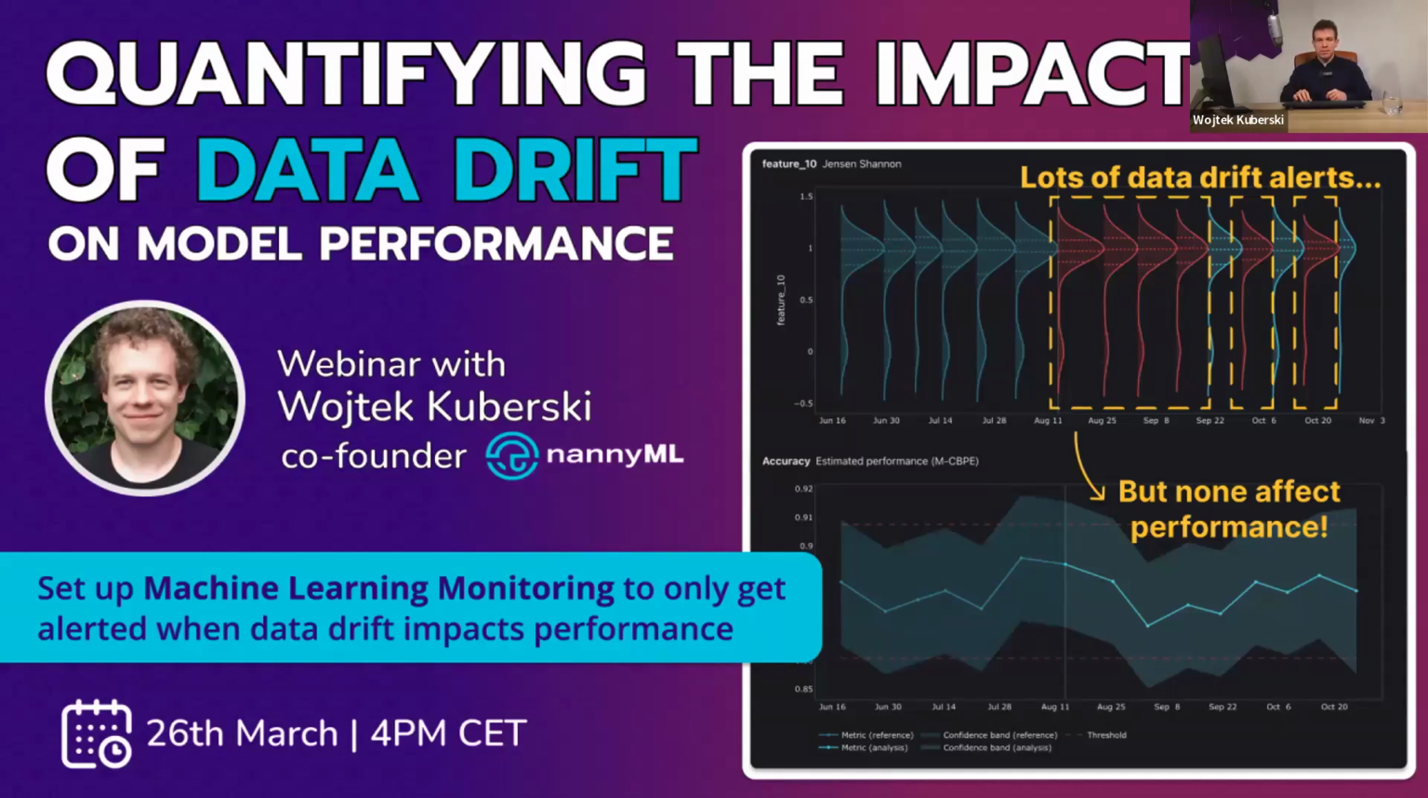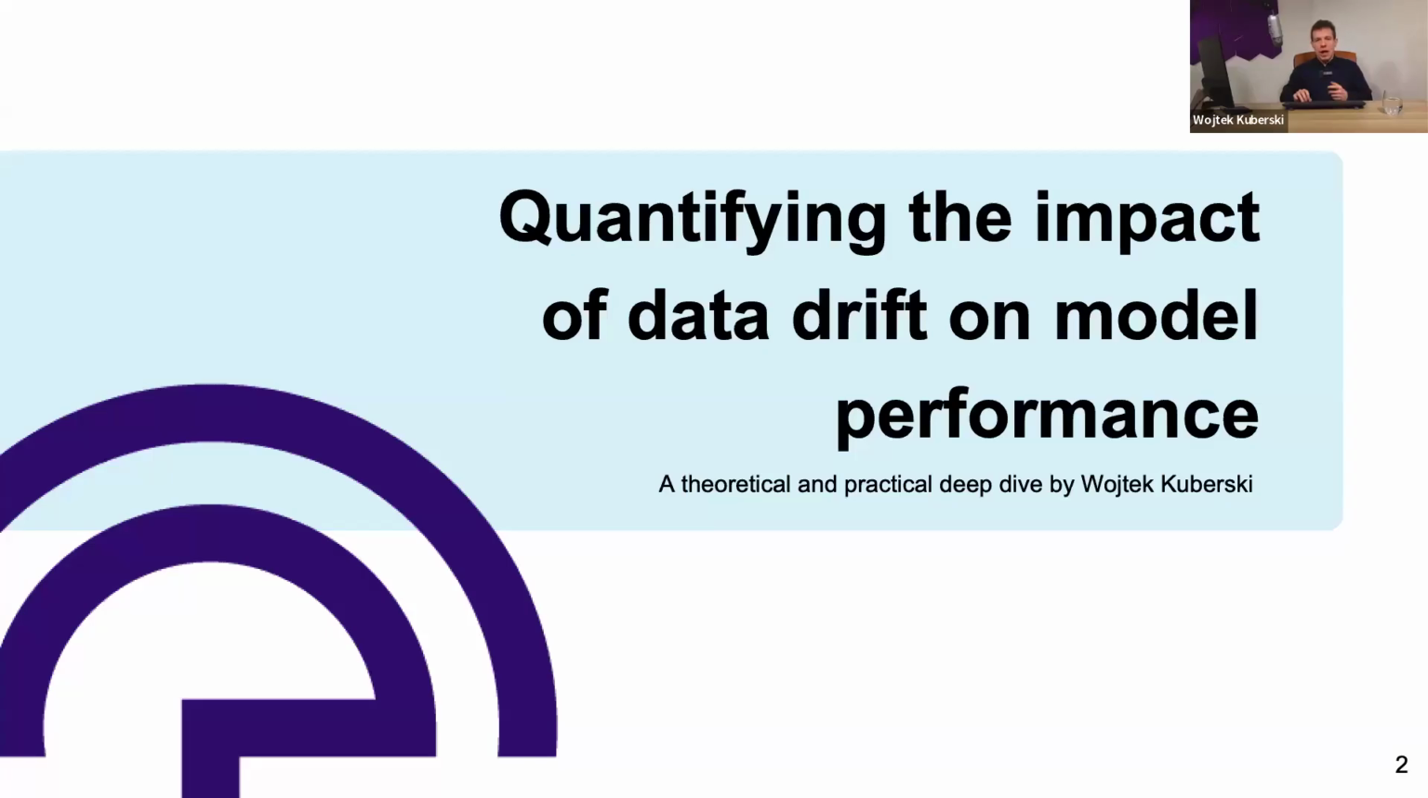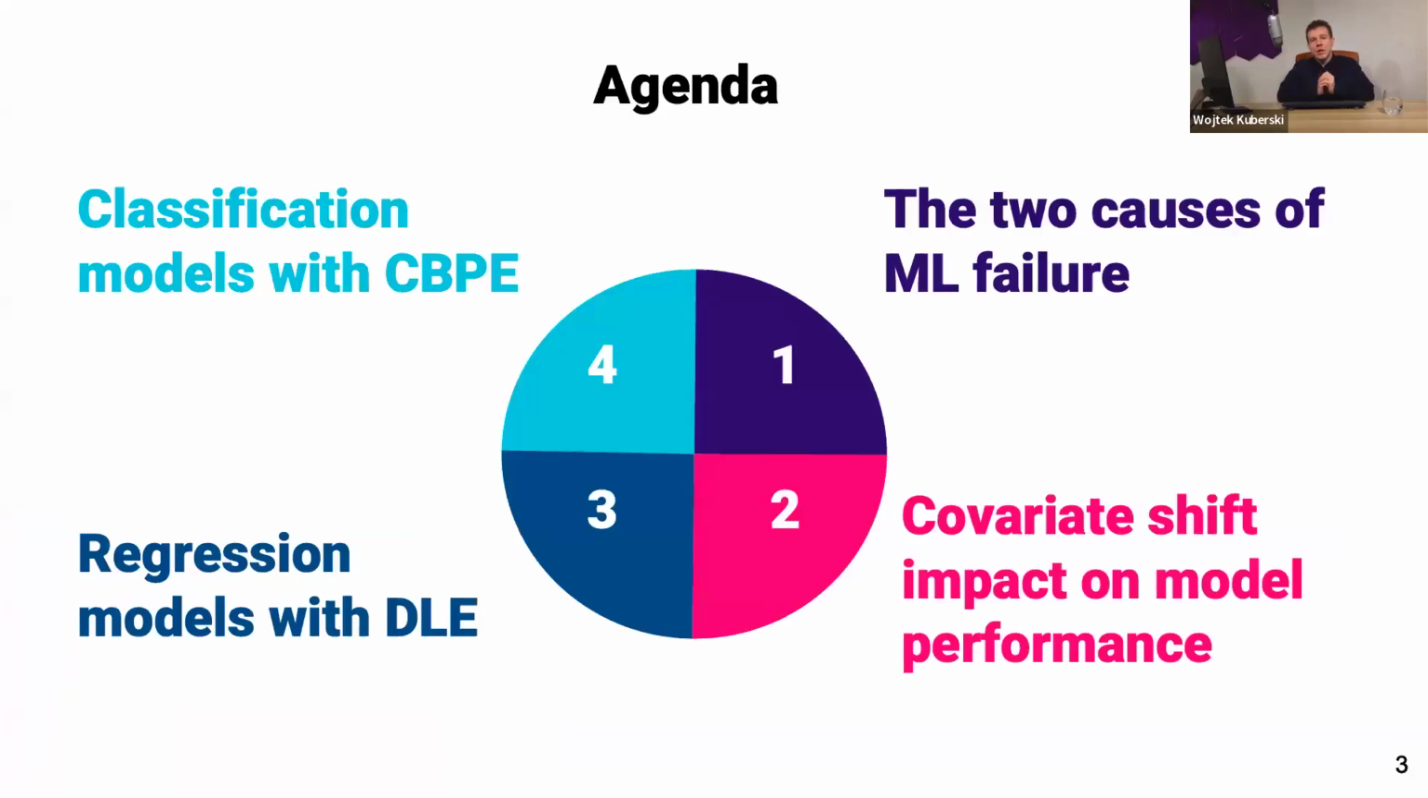Model performance. So yeah, as I mentioned, we're going to be doing both the theoretical and a bit of practical deep dive here, but really mostly focusing on the algorithms. On the agenda, we have 4 items. The first one is we're going to talk about 2 main causes of potential model failure. And here by failure, I mean significant drop in machine learning model performance.